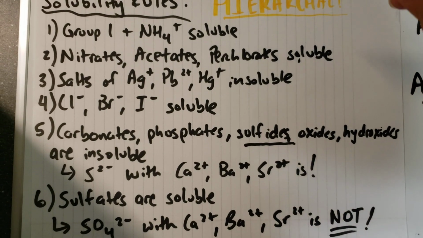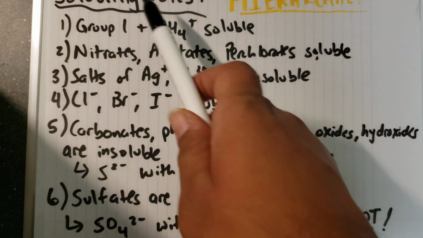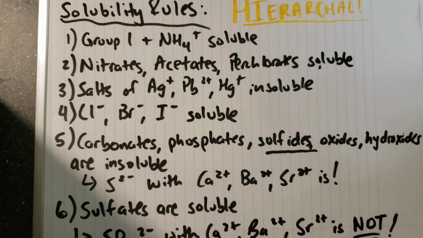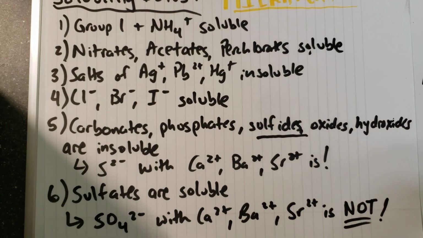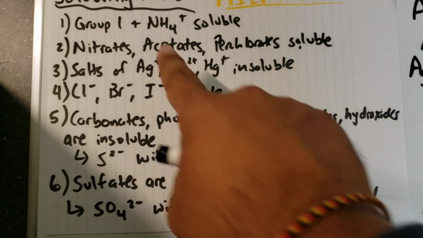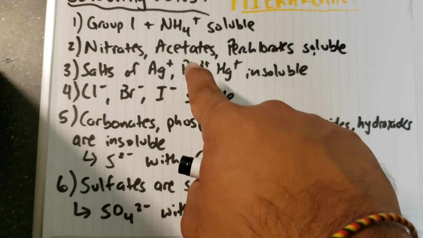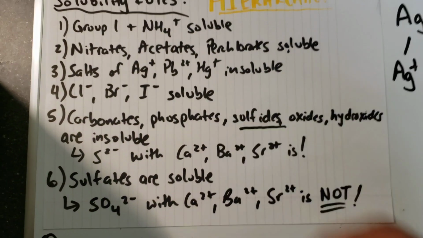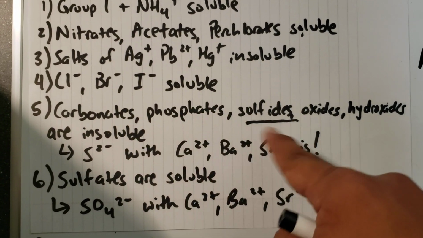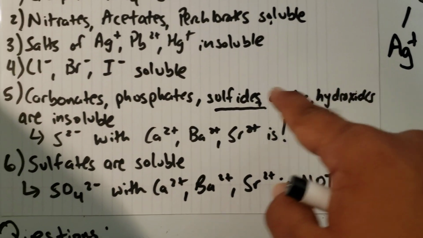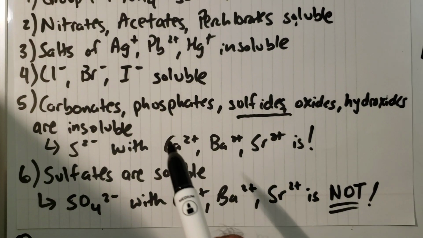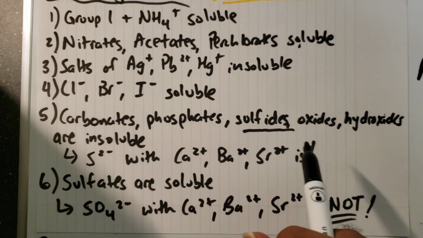Briefly, we're going to go over the solubility rules real quick. Group 1 and ammonium, this is not ammonia, ammonium is NH4+, are always going to be very soluble. Number 2 states that nitrates, acetates, and perchlorates are soluble. Number 3 states that salts of silver, lead, and mercury are going to be insoluble. Chlorides, bromides, iodides are going to be soluble. Carbonates, phosphates, sulfides have an exception here. Oxides, hydroxides are going to be insoluble. The exception with sulfides is that sulfides of calcium, barium, and strontium are going to be soluble.